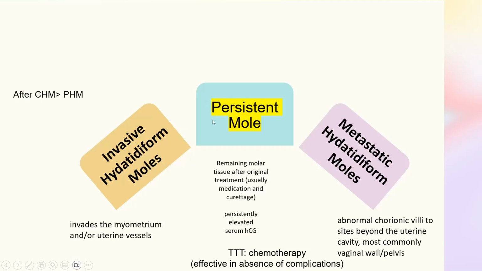Yes, this is a persistent mole. A persistent mole is defined when there's remaining molar tissue after original treatment, usually medication or curettage, with a persistently elevated serum HCG. It's one of two scenarios: either an invasive hydatidiform mole, where there's invasion of the myometrium and the uterine vessels, or a metastatic mole, where chorionic villi are in sites beyond the uterine cavity, most commonly the vaginal wall or the pelvis. These cases are treated with chemotherapy, of course, in the absence of complications. And this probably occurs with complete moles more than partial moles.